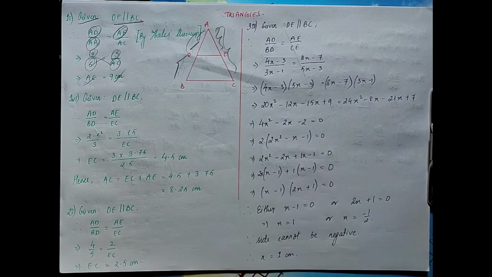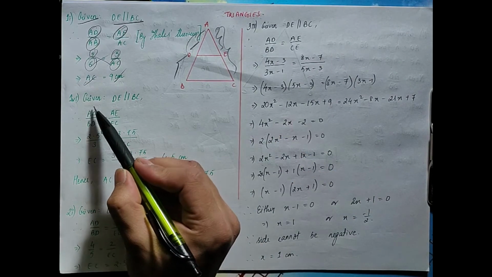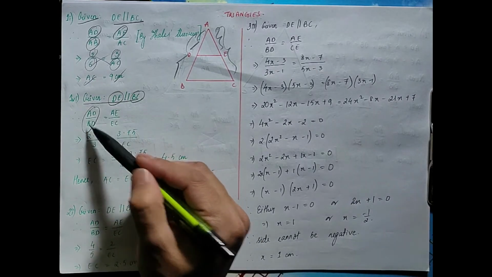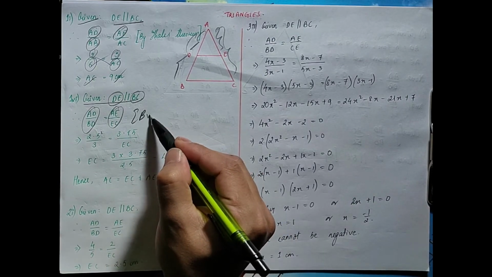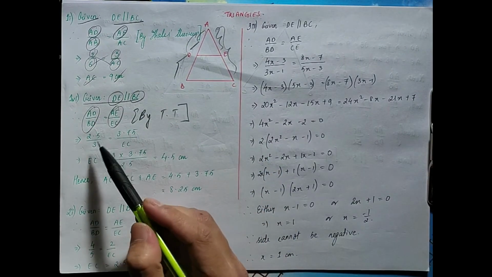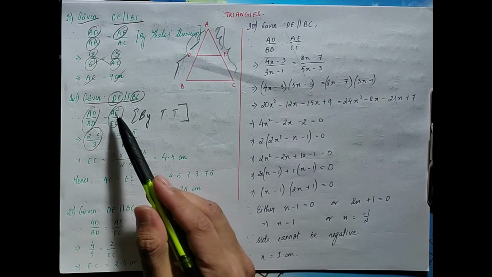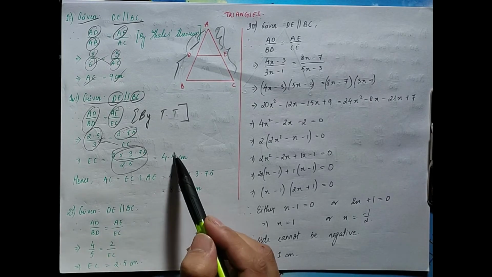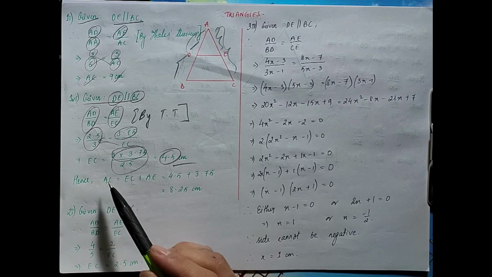As easy as that. Let us do the sixth question shown. So here again, given DE parallel to BC, we know this by Thales theorem. You'll have to mention by Thales theorem. If you substitute, you get this. If you cross multiply, you get EC is equal to 4.5 cm.